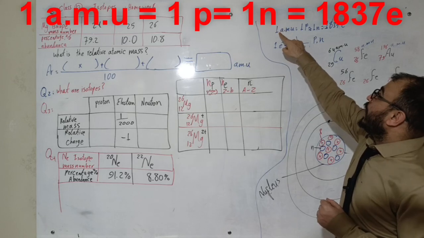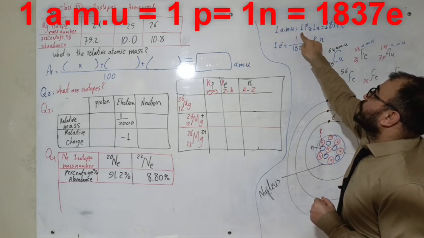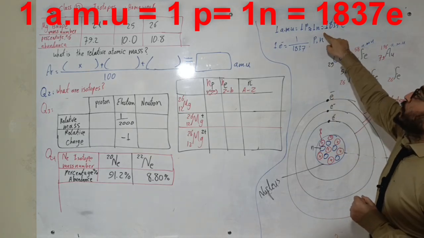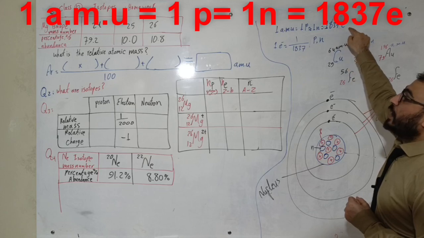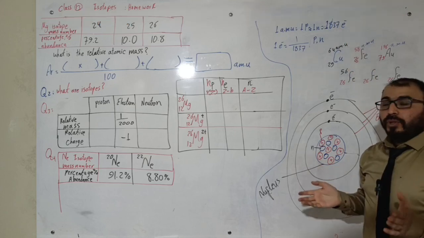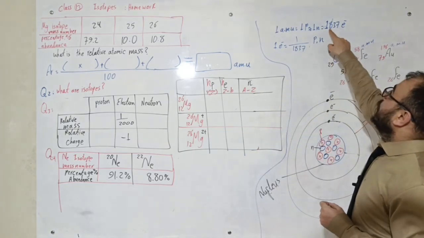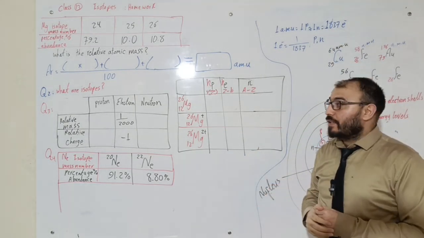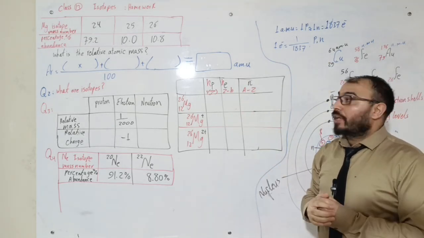And they said that one atomic mass unit is equal to the mass of one proton and to the mass of one neutron, which is equal also to the mass of 1,837 electrons. Some books mention that it is 2,000, not 1,837, and this depends on the reference, and both of them are accepted for us.